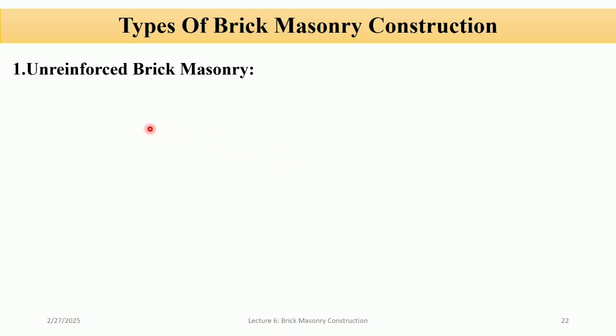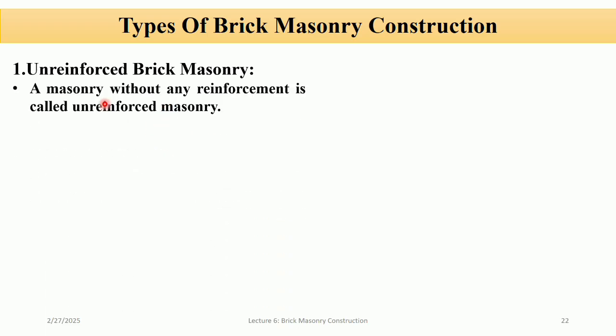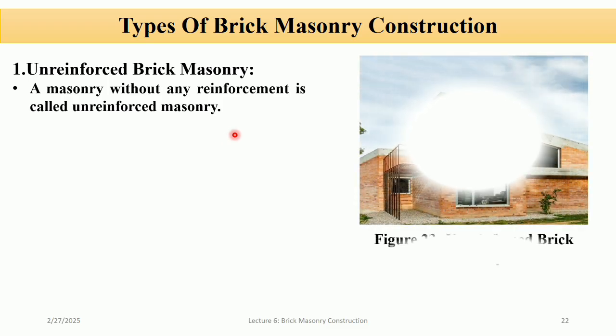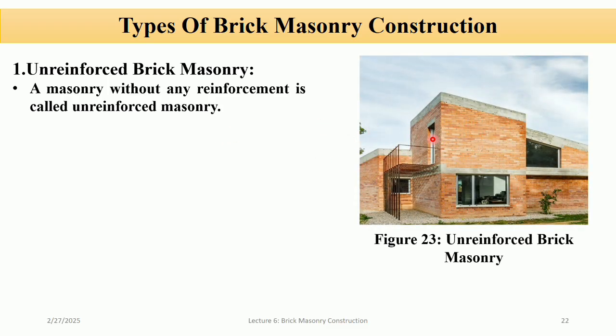Unreinforced brick masonry is a type of masonry construction where bricks are laid using mortar without any reinforcement. So it relies solely on the weight and bonding strength of bricks and mortar for stability. The advantages of unreinforced brick masonry: it is a simple and cost-effective construction, it is suitable for low-rise buildings and non-seismic areas, and it requires minimal skilled labor.